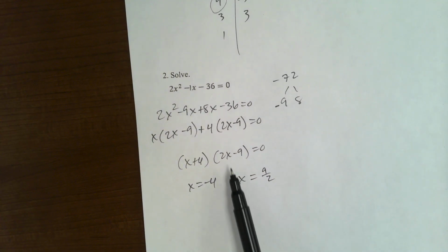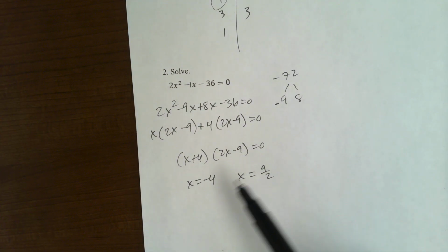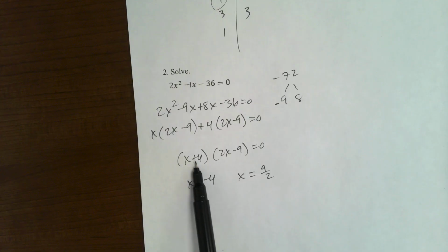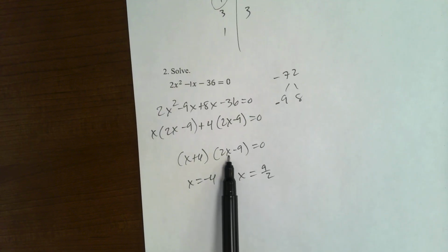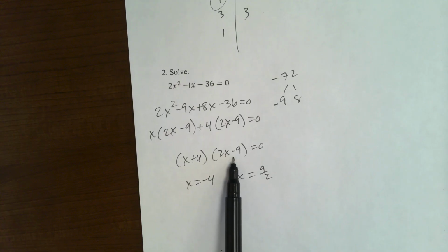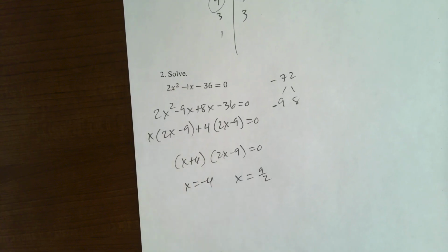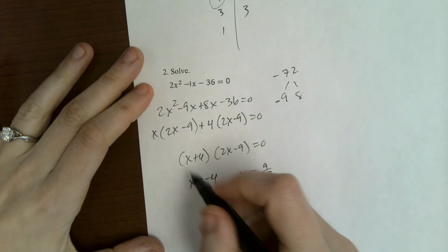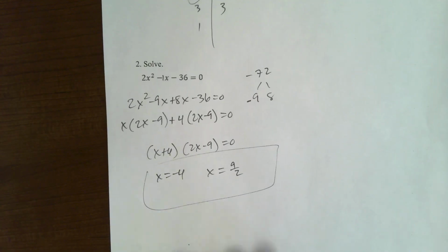Okay, so I skipped a move. I skipped a couple moves. So in my head, I set each of these equal to 0 separately and solved. And over here, in my head, I added the 9 to both sides, and then I divided by 2. So that's how I got that. Okay, so I did some mental moves.